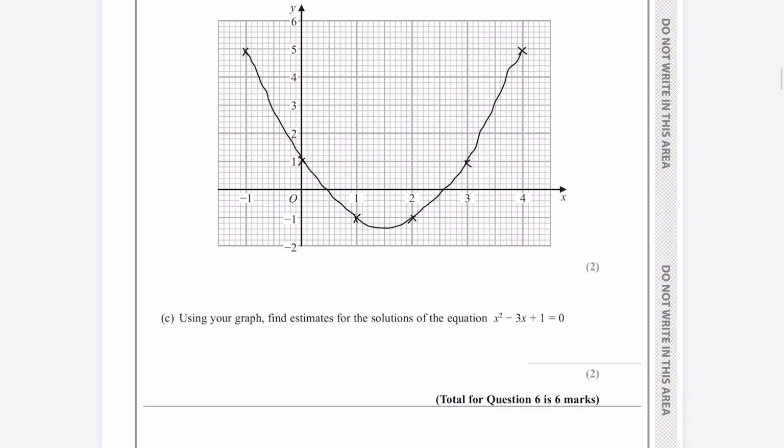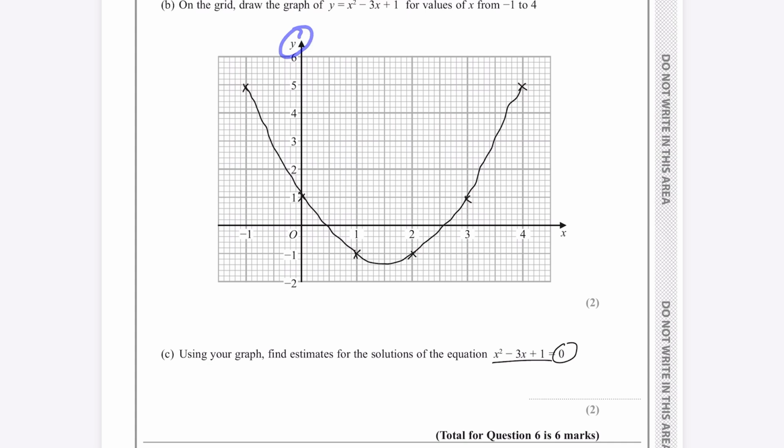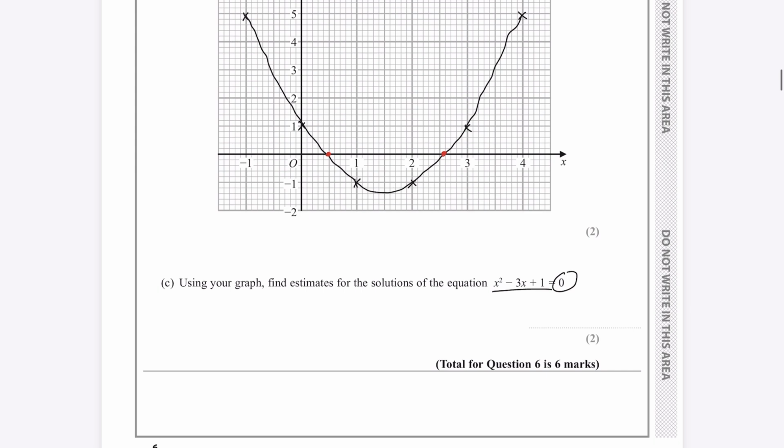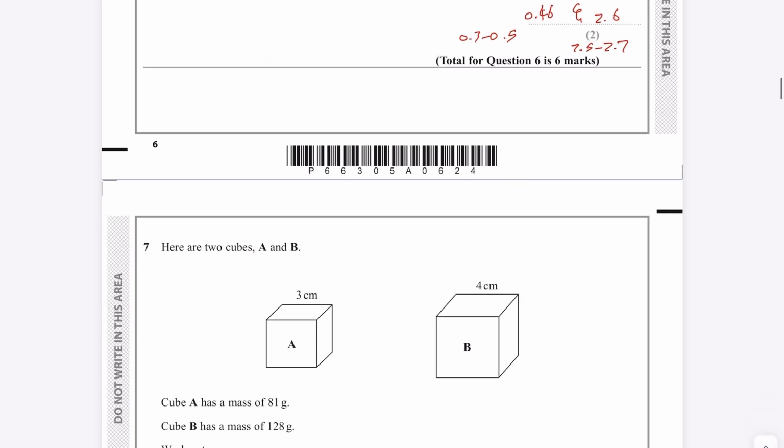So using the graph, find the estimates for x squared minus 3x plus 1. Now that's what we plotted, but here y is set to 0. So if you look at the y-axis, that's this axis here. Where is y equal to 0? So that's right here. We're going to go across, and it's going to be that point there, and that point there. So your answer is going to be around 0.46 from what I can read, and 2.6 from what I can read. The mark scheme accepts anything in the range of 0.3 to 0.5 for the first one, and then 2.5 to 2.7 for the second point.